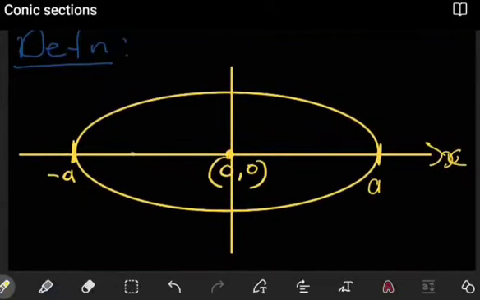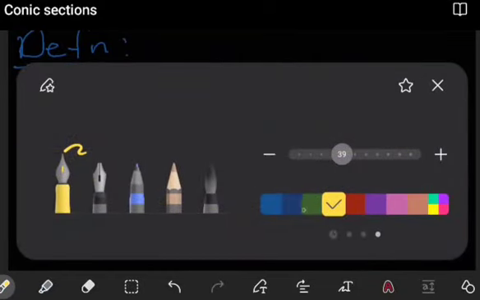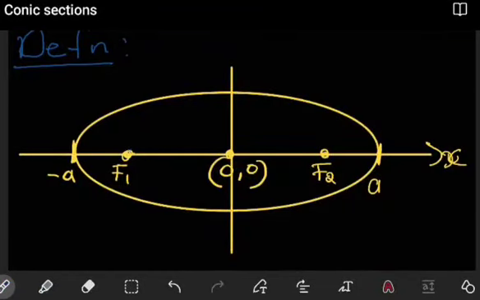Then we have the two fixed points, in this case the foci. So this is F1 and this is F2. Now, to define an ellipse, we say it's the set of all points in a plane for which the sum of the distances from two fixed points is always the same. So if this is a point on an ellipse, the distance between P and F1 plus the distance from that point to F2 must always be the same. If it's the same for all the other points, then those points form this ellipse.